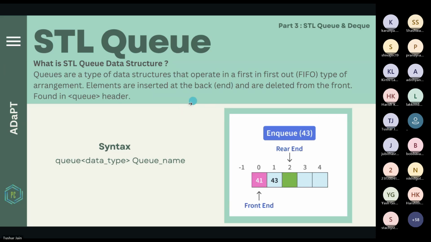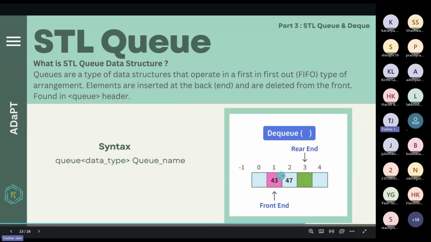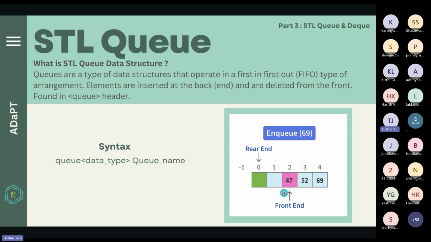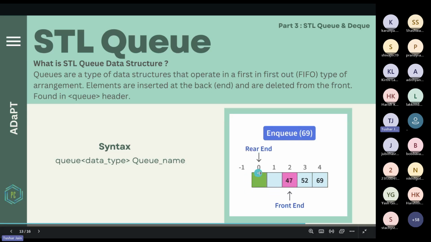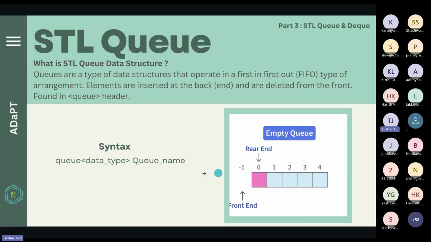You can see a GIF here in which this starts with an empty queue and then we are adding elements slowly. And then the element which we are removing first is the element which we inserted first. The syntax for declaring a queue is queue, data type, and then queue name.